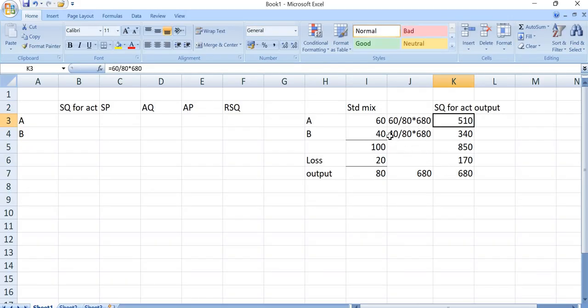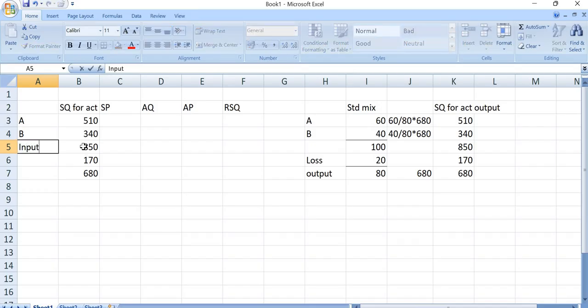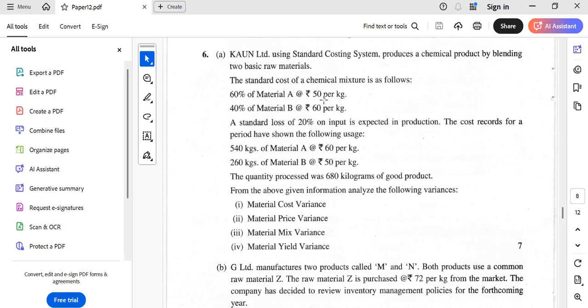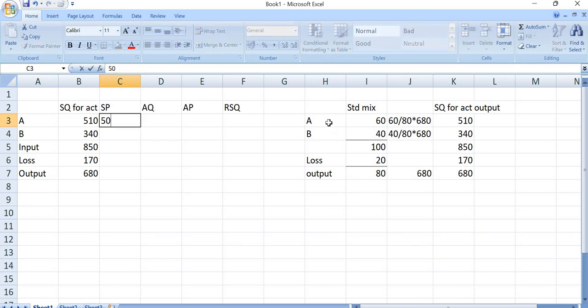So hope this is clear. My standard mix for an output of 80 kgs is for A 60 and for B it is 40. So I want to calculate what will be my standard input for getting an output of 680. Just a simple cross multiplication, 60 divided by 80 into 680. So I will be getting 510 for A and 340 for B. So 510, 340. This is my input, this is my loss, and this will be my output. Okay, what is my standard price for this? In the question itself they have given 50 and 60 per kg. So my standard price is 50 and 60.